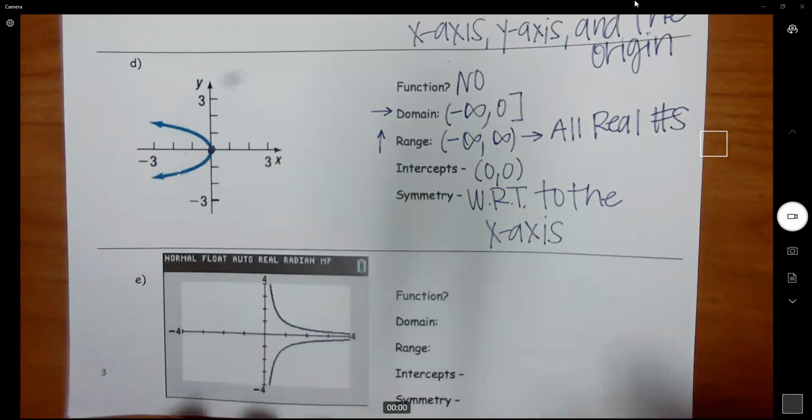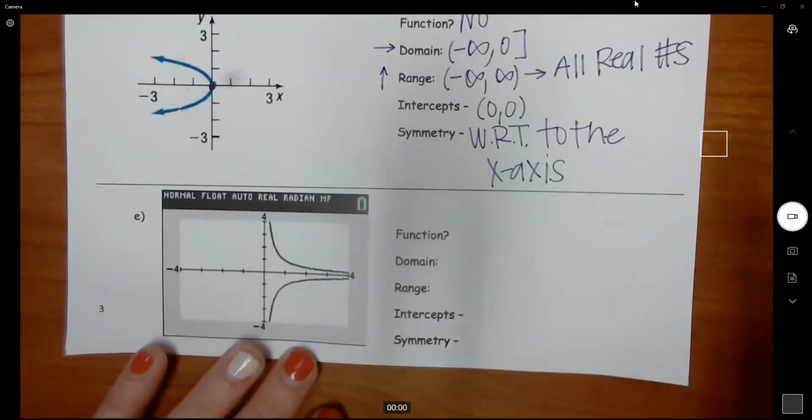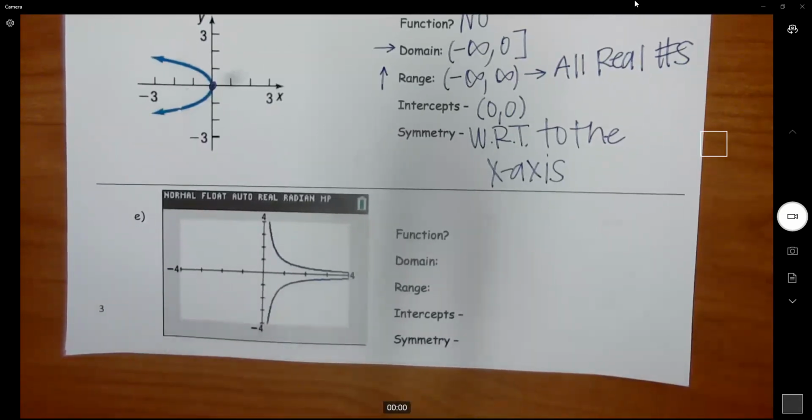Okay, and then last one here. If you want to go ahead and pause the video again and try this one. This one's a little bit tricky, but you got to be able to do this. So pause the video and then hit play to see if you got the right answers. Okay, I really hope you paused the video.